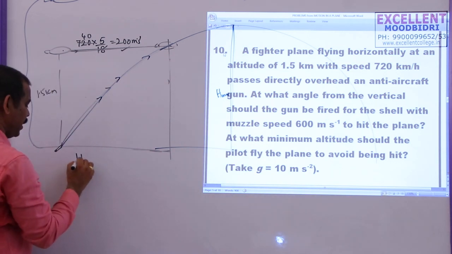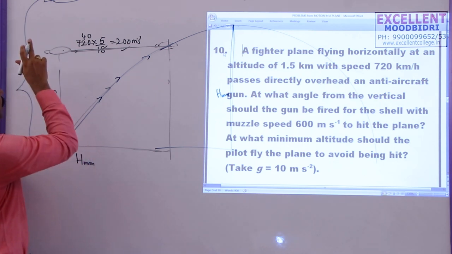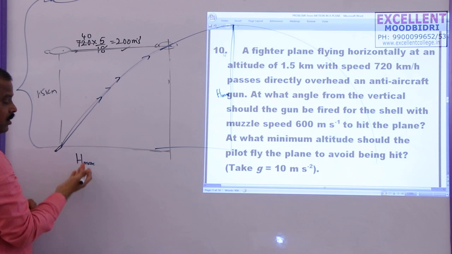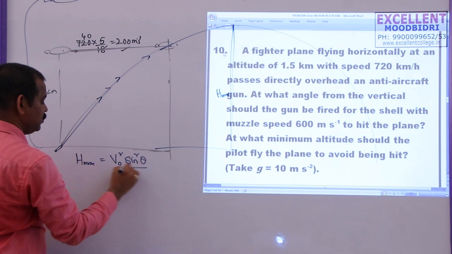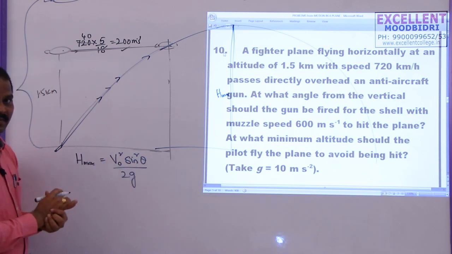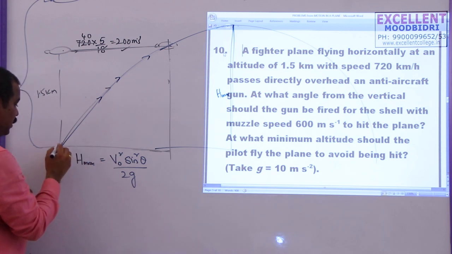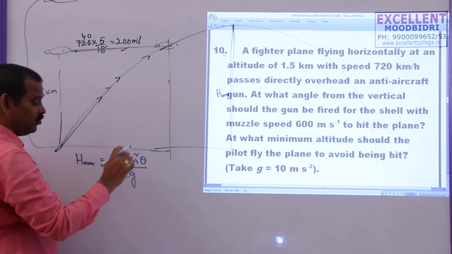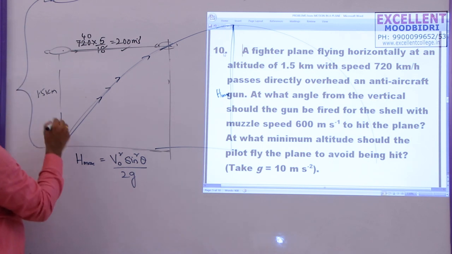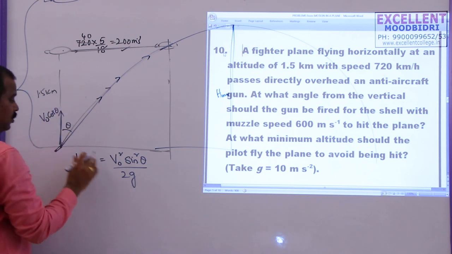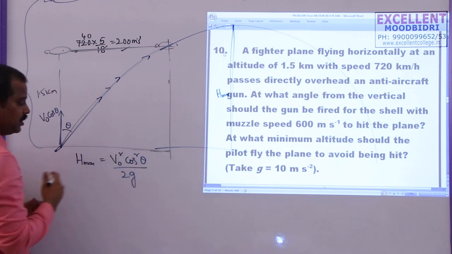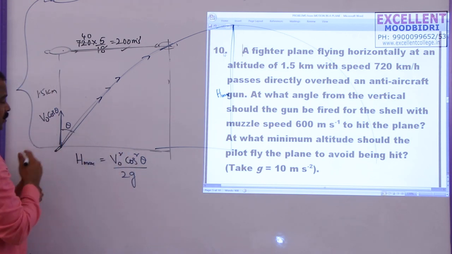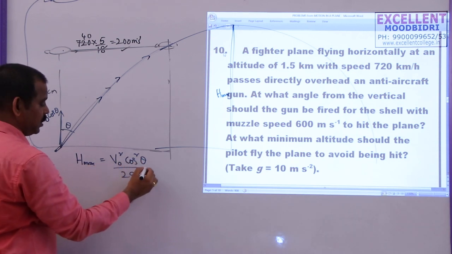So I am going to find out the maximum height in this problem. The height of the flying aeroplane should be greater than this maximum height, which is given by V naught square sine square theta by 2g. This is the expression. But remember students, in the derivation the vertical velocity was V naught sine theta. In the present problem, this value is V naught cos theta, so I have to change this to V naught cos theta. In all other problems, this is V naught sin theta only. But in this problem, as theta is given with the vertical, it should be V naught cos square theta by 2g.